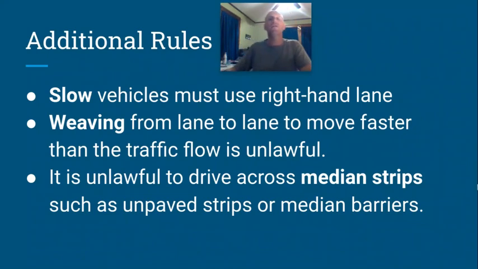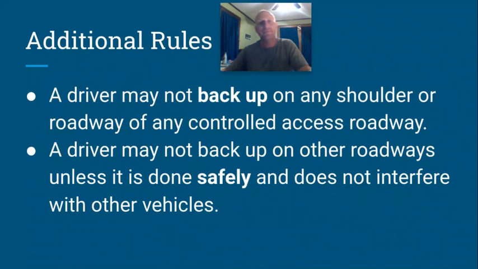It is unlawful to drive across median strips, such as unpaved strips or median barriers. So you're on the interstate and you're like, hey, I just need to turn around. I'm just going to take my four-wheel drive truck and drive through the grass and turn around. Well, guess what? That's illegal. It's also illegal to use those turnarounds that say authorized vehicles only. You're not authorized. You can't do it.